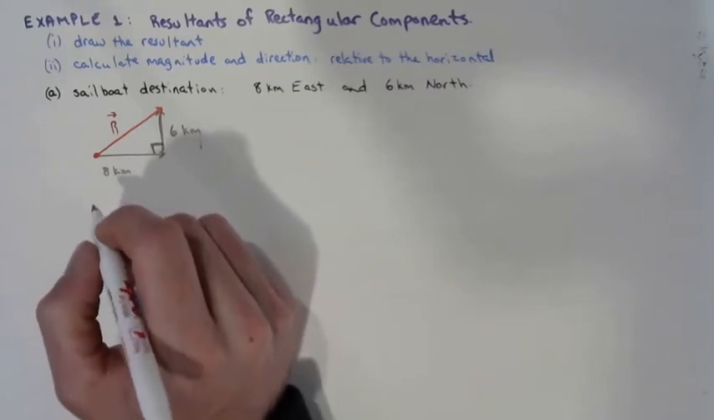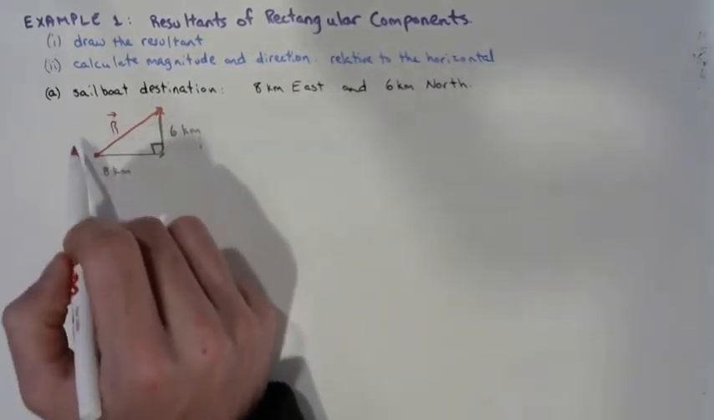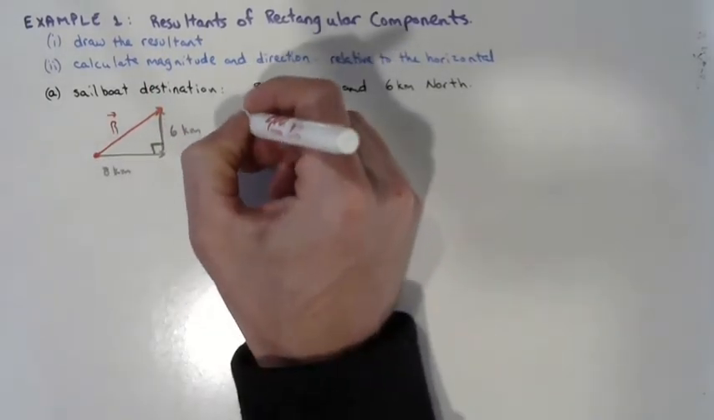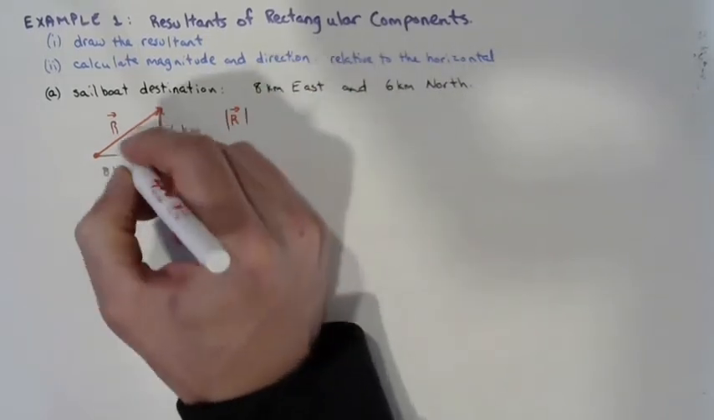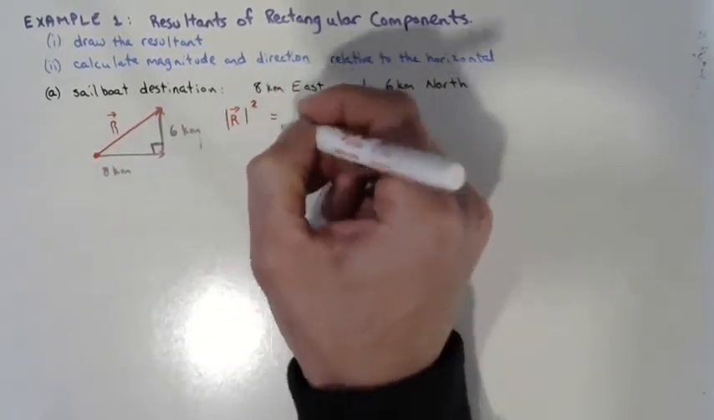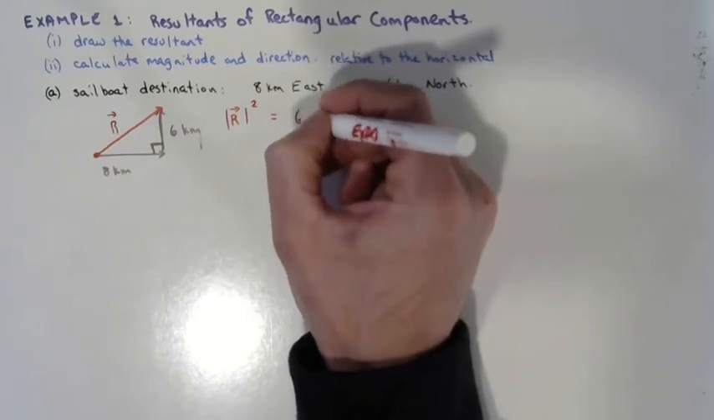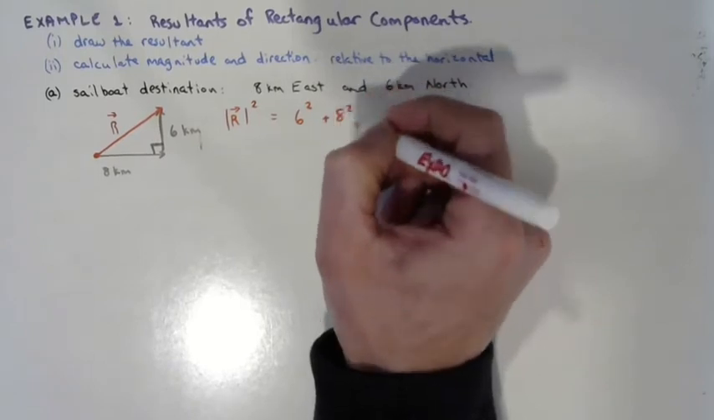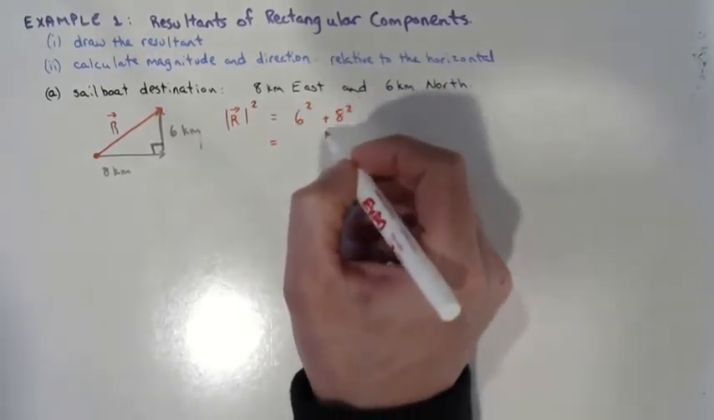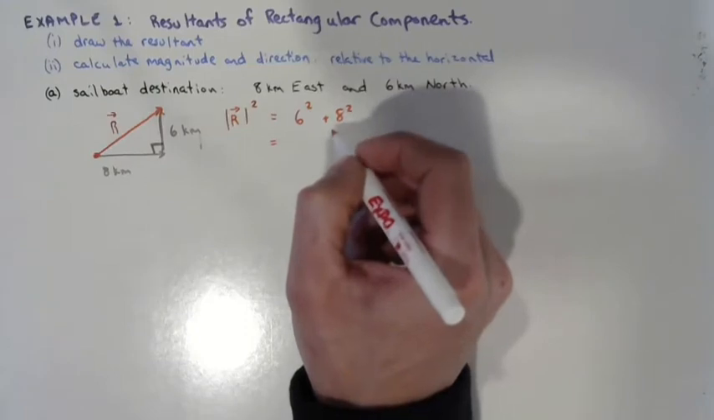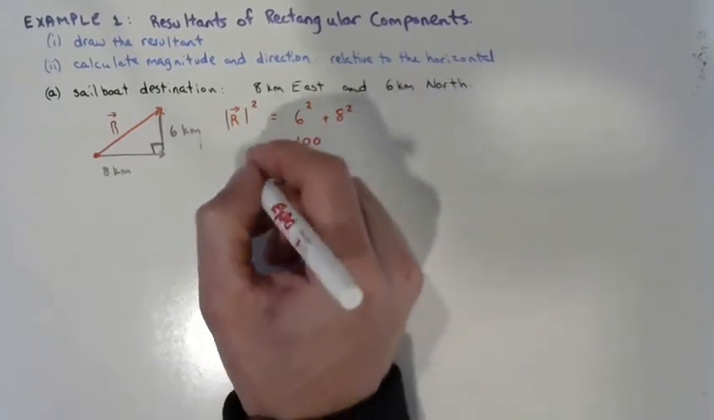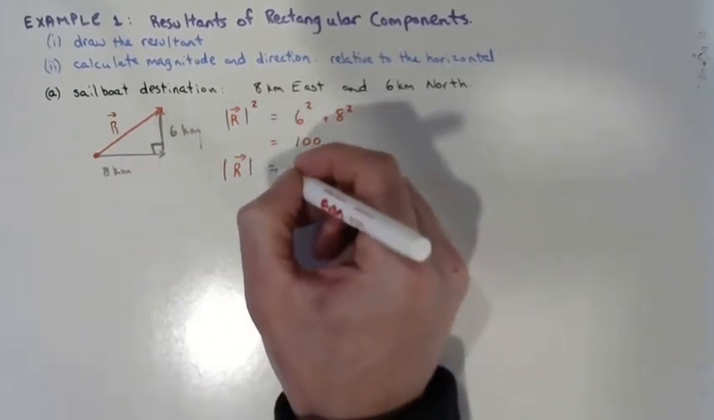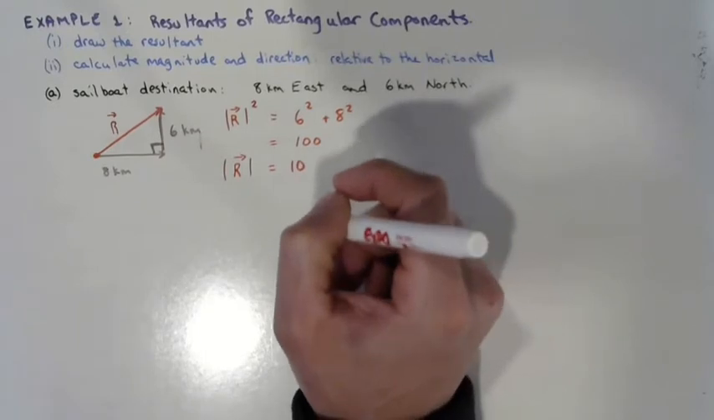It's drawn, that's part 1. In order to calculate its magnitude, I'm just going to use Pythagorean theorem. We know that the magnitude of resultant R squared will be equal to 6 squared plus 8 squared. 6 squared is 36, 8 squared is 64. Add those up, I get 100. Now I'm going to take the square root of that. The magnitude of resultant R is 10.